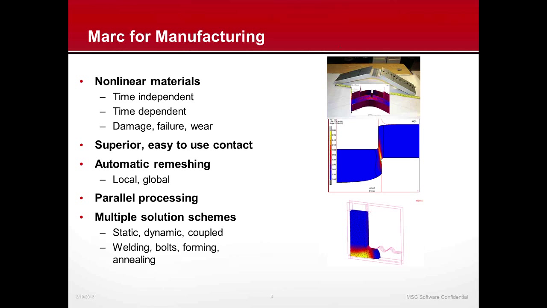And the third one, you see the remeshing capabilities, which can be local or global. In the case of local remeshing, elements are subdivided into smaller elements based on specific criteria like stresses or being in a specific contact area and so on. And this helps with getting improved accuracy in the areas of high gradients.